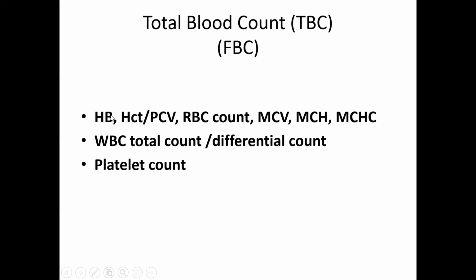components, that is the hemoglobin, the hematocrit or packed cell volume, the red cell count, mean corpuscular volume, mean corpuscular hemoglobin, and mean hemoglobin concentration. So we've dealt with those of the red cell, okay? You will later come to see the other components, which are your white cells, the total and differential, and your platelet count.